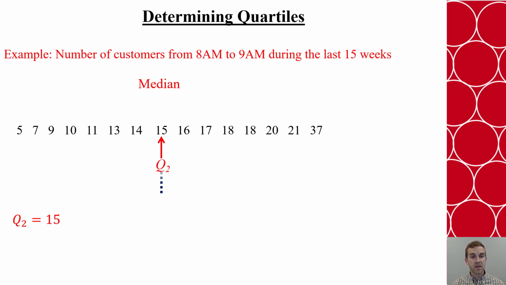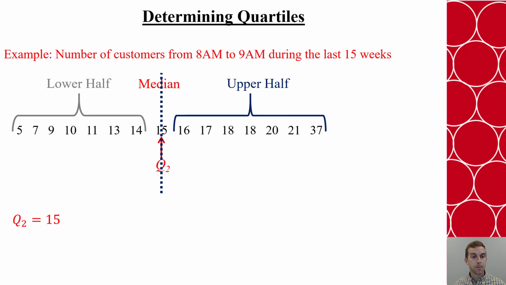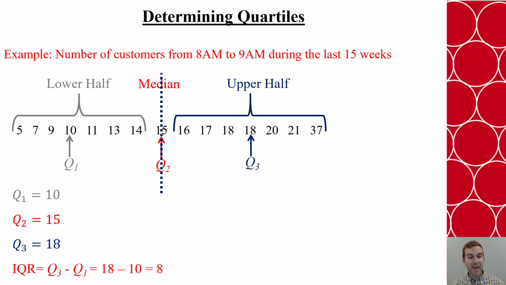That allows me then to draw a line right through it, and if I look, the left side and the right side will both have 7 numbers on them. That will allow me then to find the median of the lower half. So the middle of this one would be Q1, which is 10 customers. And if I look at the upper half's data and find its median, it would be 18. And there I have my 3 quartiles. And then my interquartile range would be 18 minus 10, which would be 8.